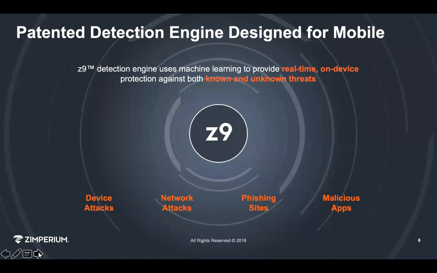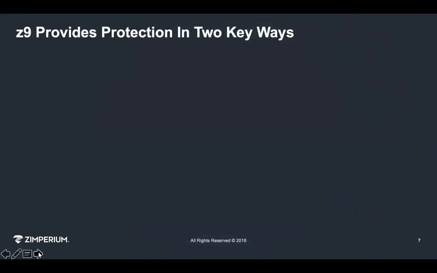So Zimperium from the very beginning said, we cannot rely on a cloud lookup for our detection. We need to train all the way up in the cloud and the lab and all that, but our detection has to be on device so we can defend ourselves even when the bad guys own the network. So Z9 is one core engine that can do 0-day detection of malicious threats on device. It can be deployed out in one of 2 ways.